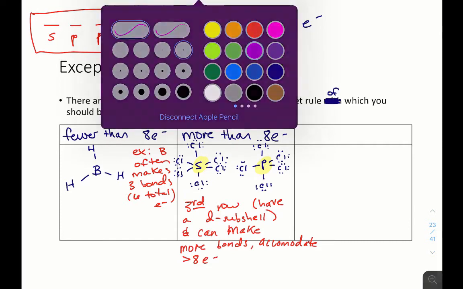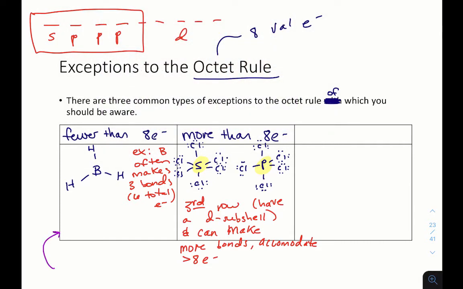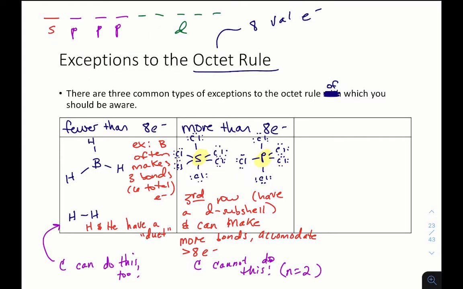Now, I'll let you know something. You will see carbon with fewer than 8 electrons sometimes. You will not see carbon with more than 8 electrons. Why not? Carbon's valence shell is shell 2, which only contains the s and p subshells, 4 orbitals with which to make 4 bonds and accommodate 8 total electrons.